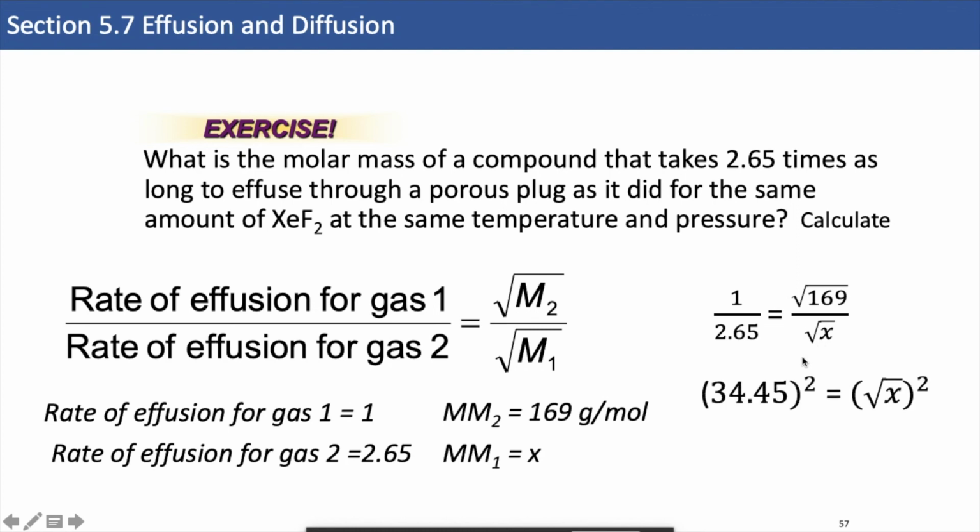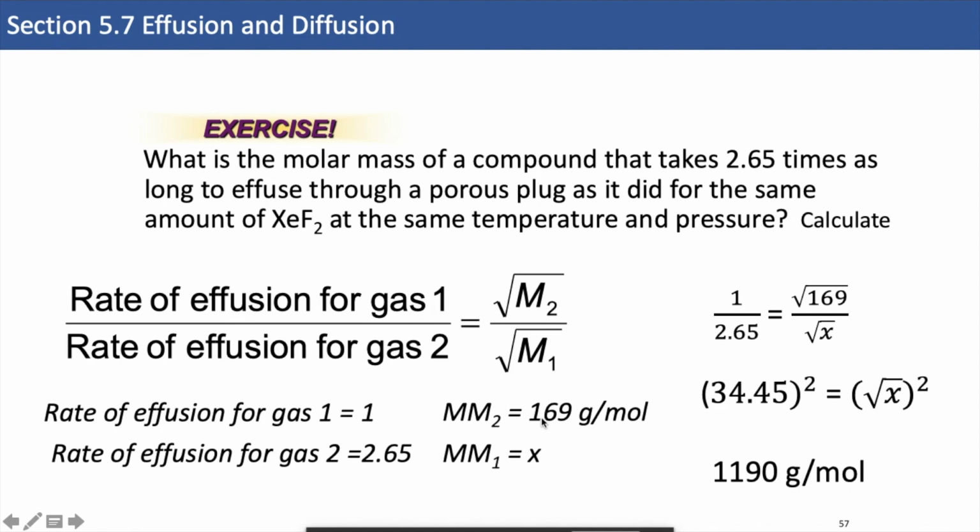And so what do I get? Well, when I do 2.65 times the square root of 169, I get 34.45. And then, of course, when I multiply these, I just get the square root of x. So to get x by itself, I will square this. To get x, I will square this. And now I end up with about 1,190 grams per mole.